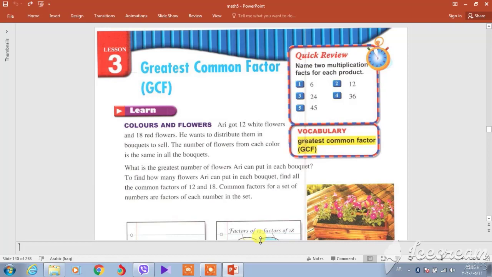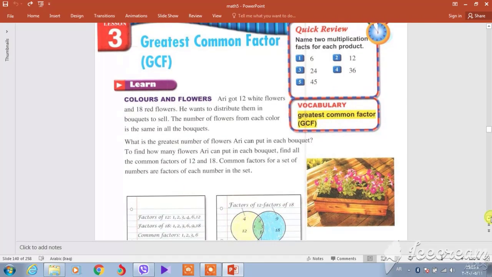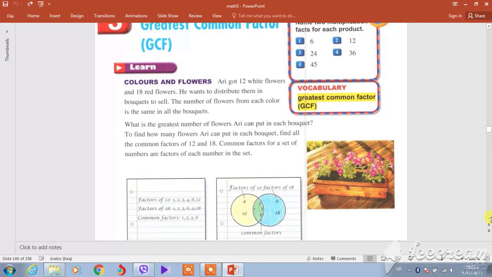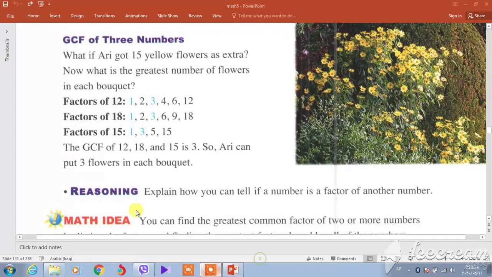In this video we review the greatest common factor, or GCF, in chapter 8, lesson 3. In this lesson we review how to find the common and greatest factor between two numbers or more. We have more examples. For example, we have 12, 18 and 15. First we need to find the factors for each of them. After that, find which one is greatest.